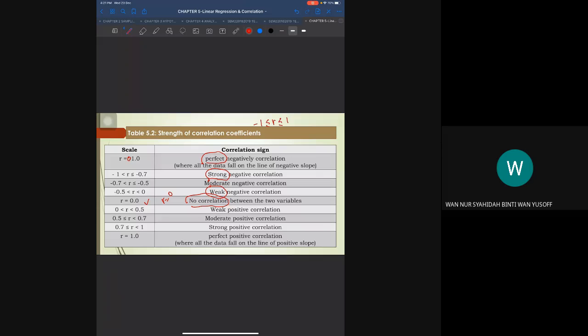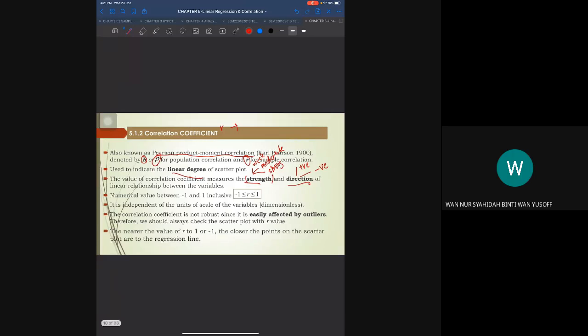So if r equals 0, the next step is to discard the variable that you have and collect data on another variable, because if r equals 0, there is no use for us to use that variable. The result that you get might be invalid later. So that's how we know the strength of the relationship.